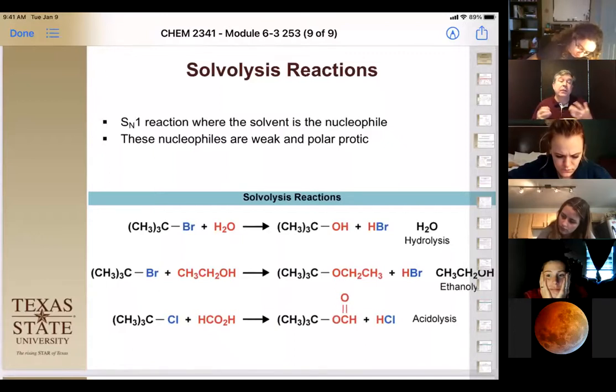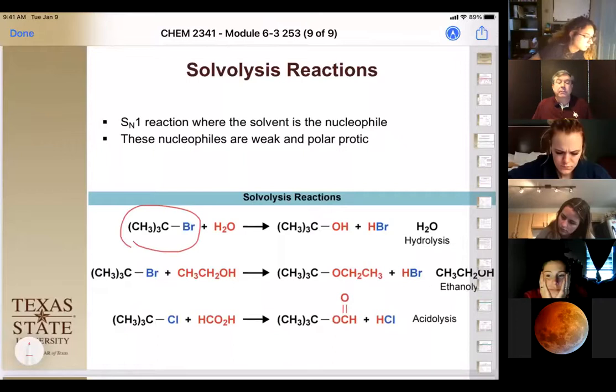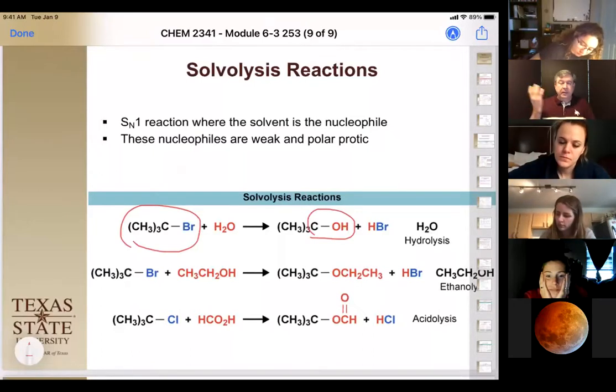So in the case of using water with our system, just boiling water with our substrate here, our tertiary bromide, it will create our tertiary alcohol. And this is called hydrolysis, because we're taking off that bromine and adding OH. We can do that with neutral alcohols too.